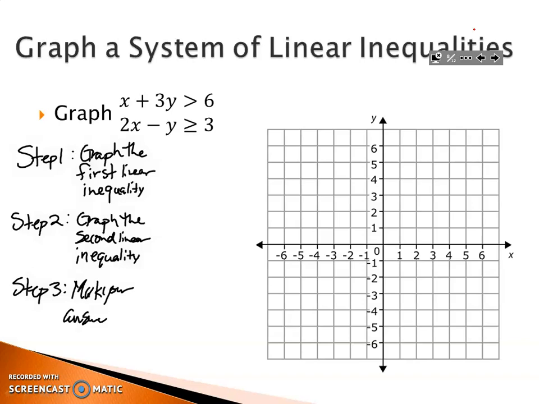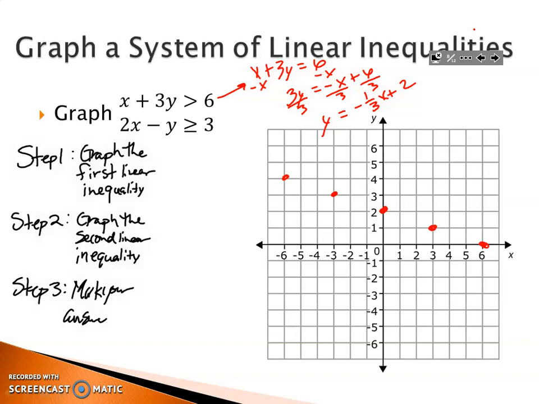Okay? So, starting out, we're going to graph this first one. x plus 3y equals 6. Remember, we changed that greater than sign to an equal sign because we're trying to get into y equals. Minus x, 3y equals negative x plus 6. Divide by 3, divide by 3, divide by 3. y equals negative 1/3 x plus 2. So positive 2. I'm going to go down 1, right 3, down 1, right 3. Could also go up 1, left 3, up 1, left 3.